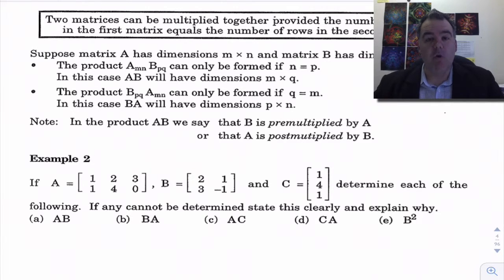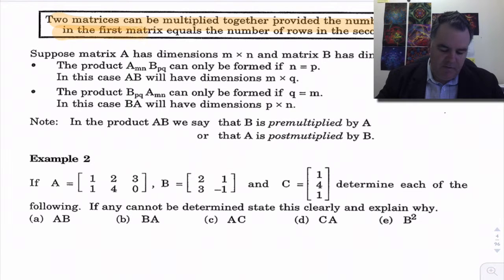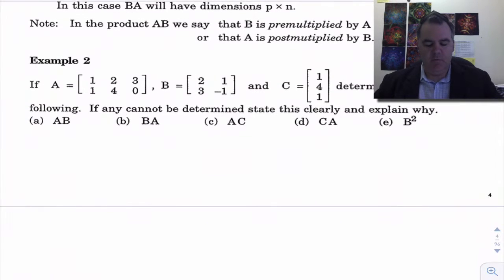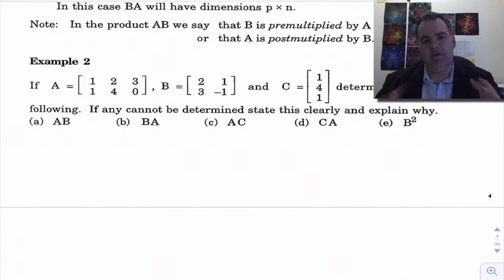Alright, let's talk about multiplying matrices now. Now it gets a little bit funky. Here we go. We can only multiply matrices if, and here's the definition here, if the number of columns in the first matrix equals the number of rows in the second matrix. Okay, so this is important to note here that A times B and B times A in matrices are not the same. They're not commutative.